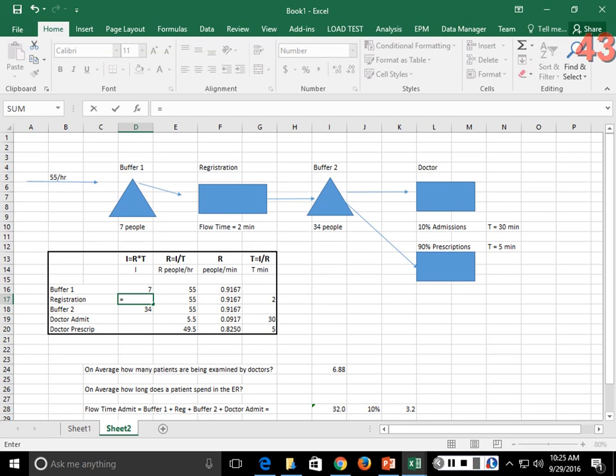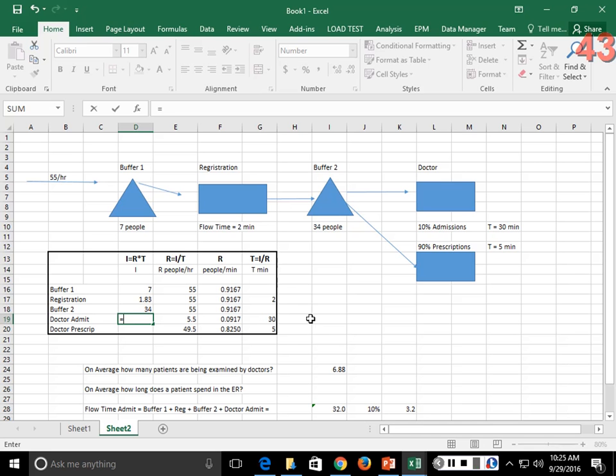You're going to do the R times the, you're going to do T, or 2, sorry. Yep, that's exactly right. So it's inventory times throughput, right? And then I can do that same thing. So Taylor, we're back to you. For Dr. Admit, what's my inventory going to be?